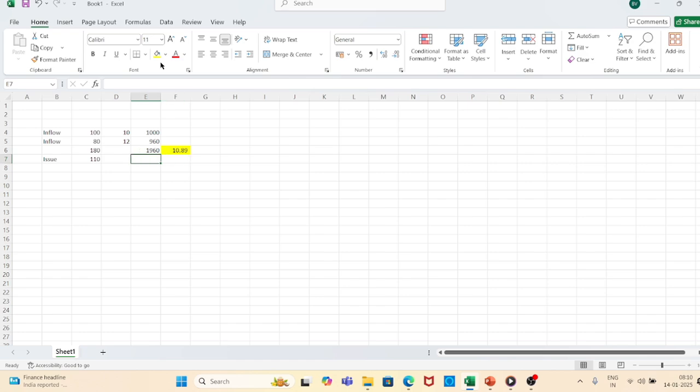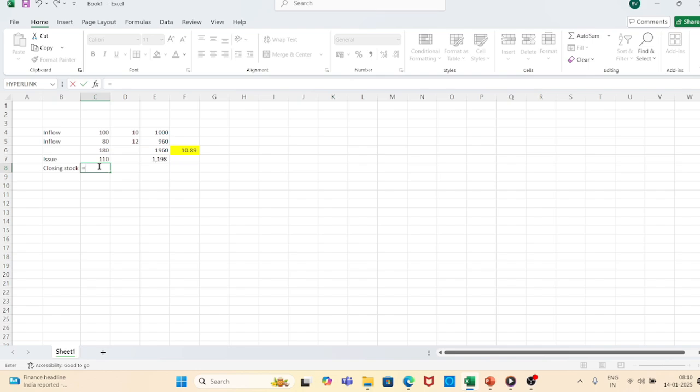Now these 110 units of issue will be calculated with this price, 110 into 10.8. This would be the value for your 110 units. Now the closing stock is 180 minus 110, 70 units. The total cost 1960 minus the issue to production 1198, that gives 762. The closing stock is now 70 units with a cost of 762.